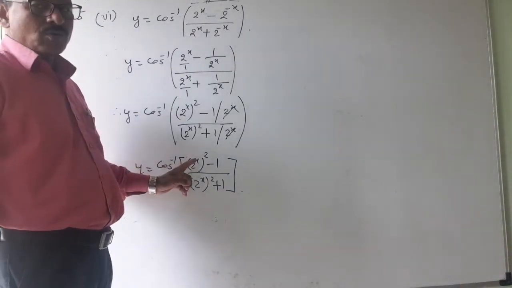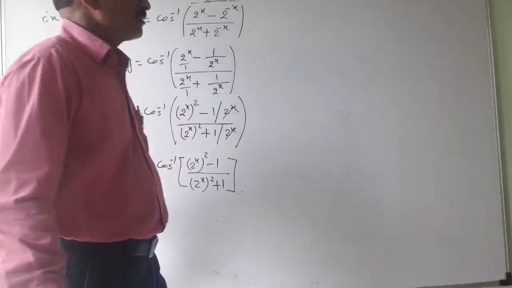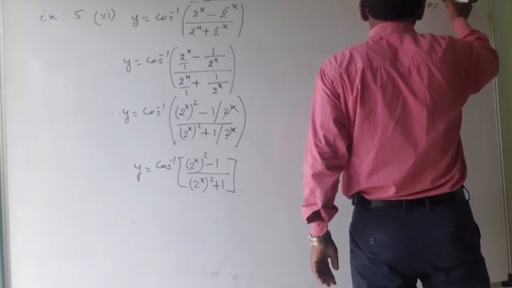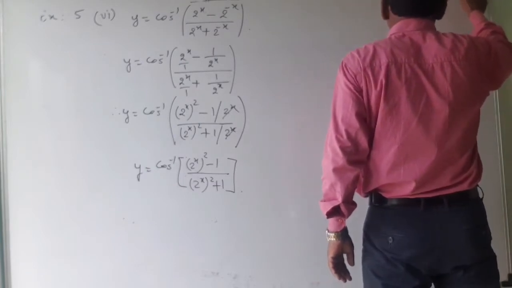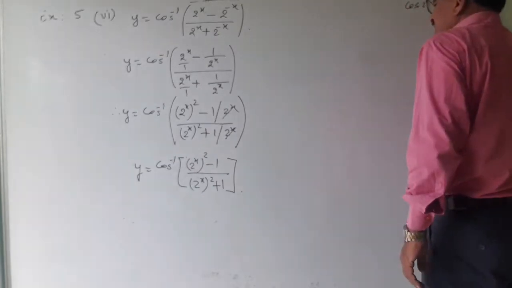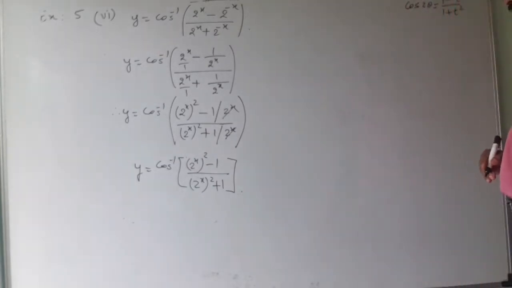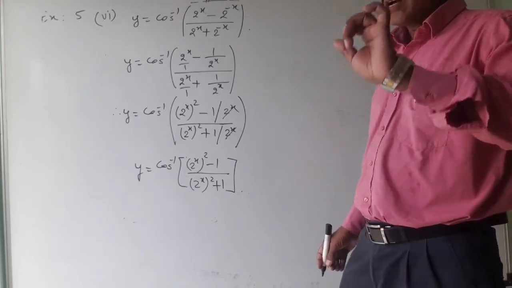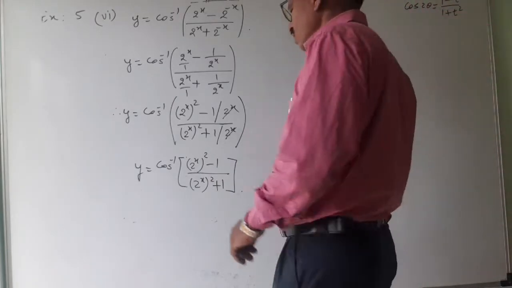This is exactly cos of 2 theta, but there is some change. cos of 2 theta is equal to 1 minus t square upon 1 plus t square, where t is tan theta. Here it is t square minus 1. A slight change is there. We will see it.